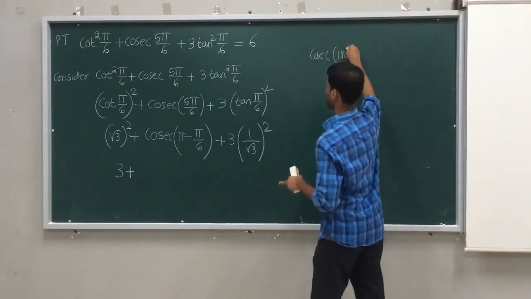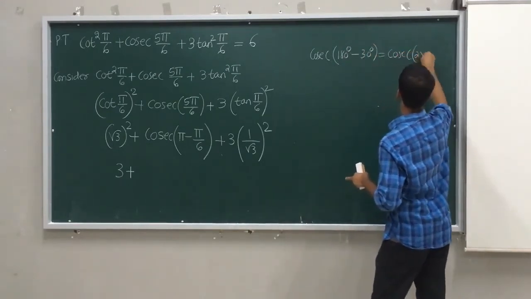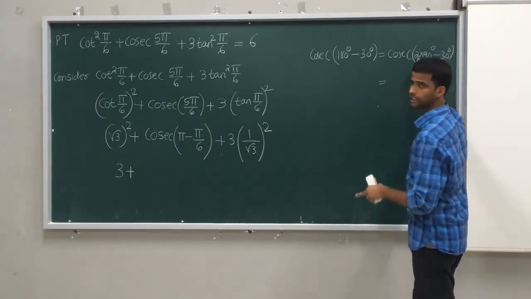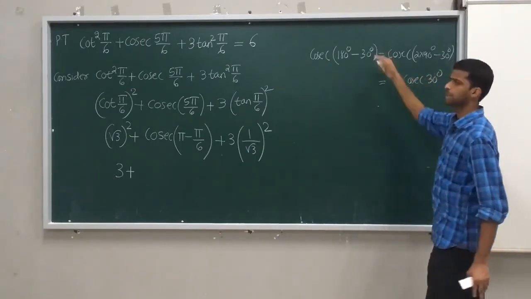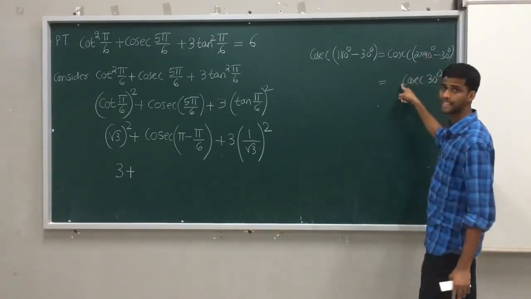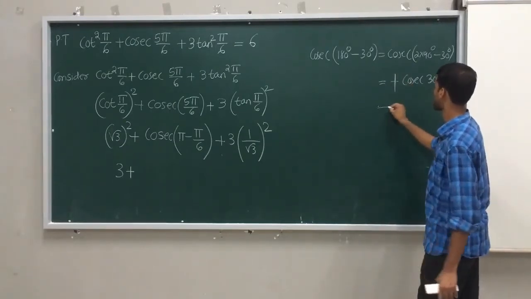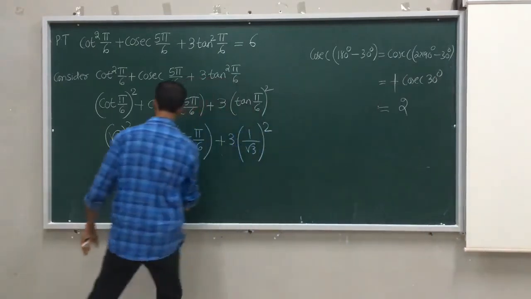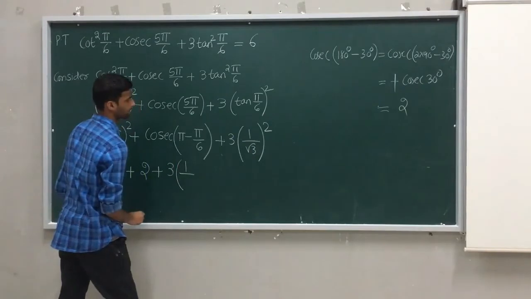Cosec of 180 minus 30. 180 can be written as 2 into 90 minus 30. 2 into 90 means even, so the function will remain the same function. Cosec of 30 degree. 180 minus 30 means, as per many problems we solved, the second quadrant. In the second quadrant, ASTC: all are positive, sin and cosec are positive. So plus cosec 30, again we know it is 2 because it's the reciprocal of sin. So this answer becomes 2 plus 3 times 1 by 3.